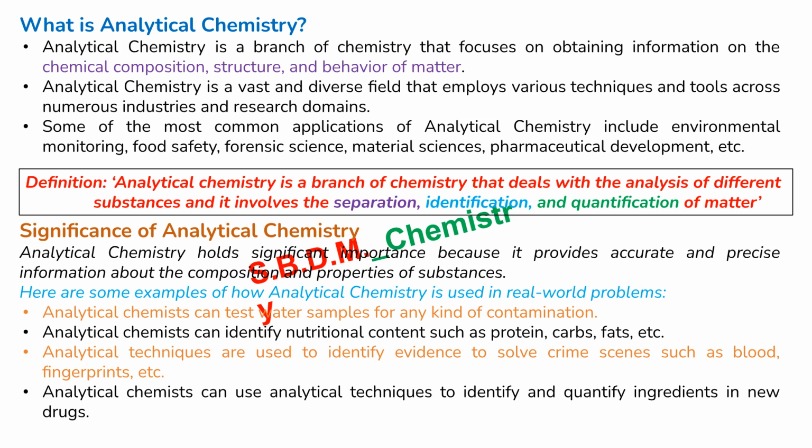Analytical chemistry focuses on obtaining information about the chemical composition, structure, and behavior of matter. It's a vital and diverse field with applications in environmental monitoring, food safety, forensic science, and pharmaceutical development. It provides accurate and precise information on the composition and properties of substances, helping to solve real-world problems, from water contamination to drug development.